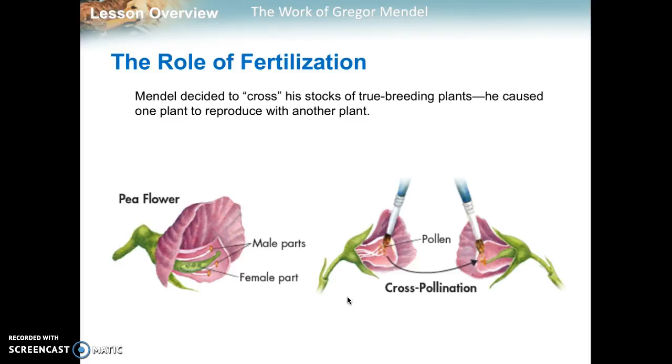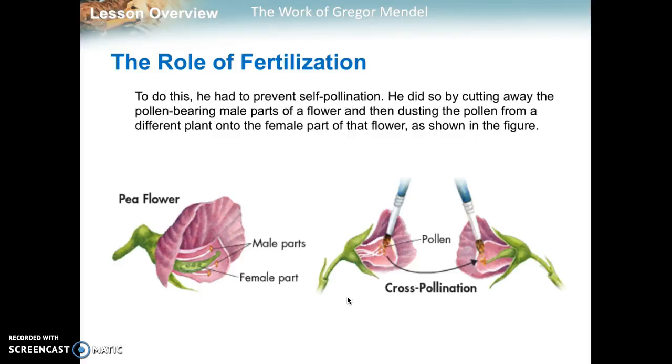So this is what I was talking about with Gregor Mendel using the paintbrushes to move the pollen to whichever plant he wanted. What he did was he crossed his true breeding plants to produce a hybrid. He did this by, like we discussed, cutting away the male parts and then crossing them.